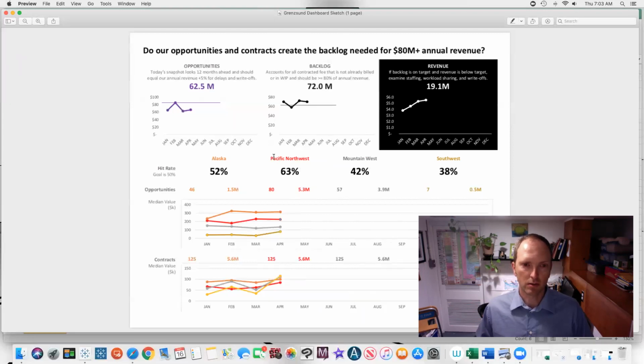I also used the regions. We have 4 regions, and looked at our hit rate and wanted to visualize the median value, both of the opportunities. What are we saying we want to win, and the actual contracts that we do win, and seeing if there's an opportunity to improve our performance in either of those areas.